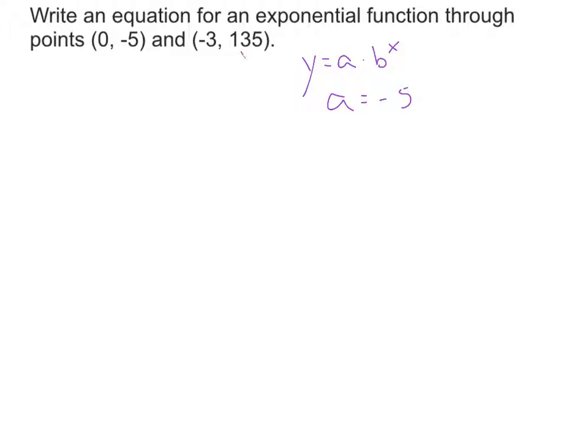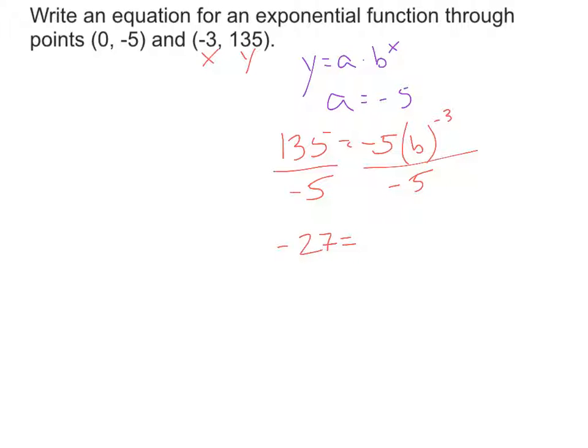This is my y and there's my x, so I'll have 135 equals -5 times b to the -3rd power. So if I divide both sides by -5, working to solve for b here, -5 divided into 135 gets me -27. That's equal to b to the -3rd. And I'll remind you that b to the -3rd is the same as 1 over b to the 3rd.